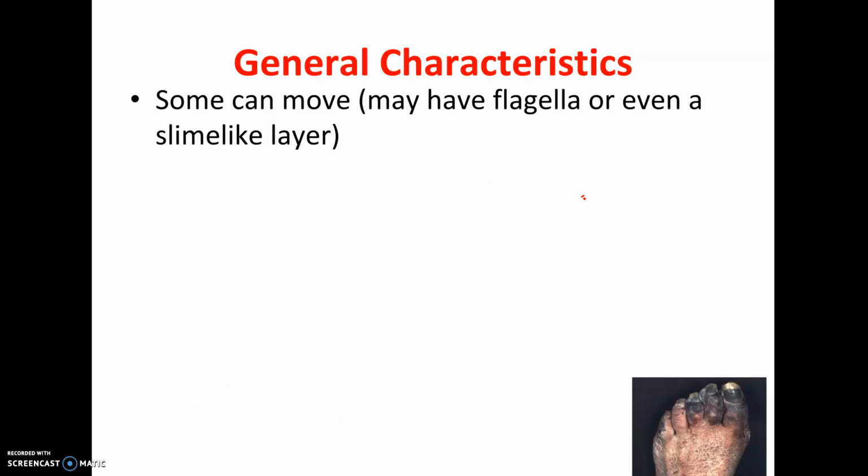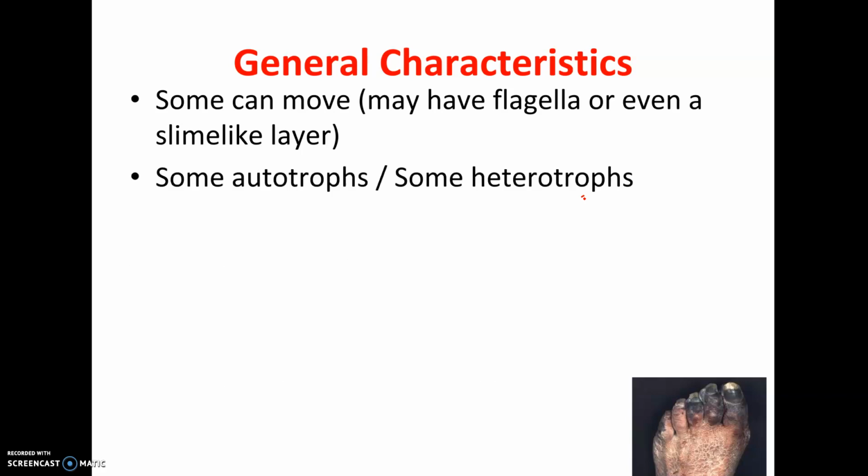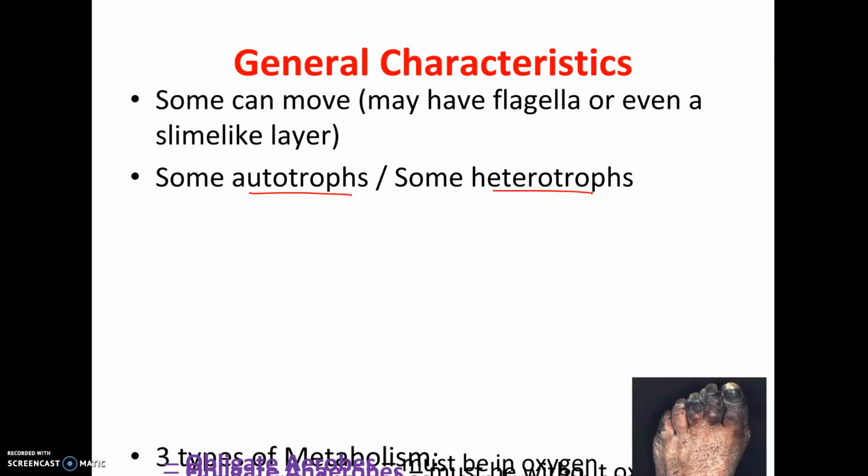General characteristics: some of them can move, again, if they have flagella. They can also have a slime-like layer that protects them. Some of them are autotrophs, so there are bacteria called blue-green bacteria that can make their own food. Most of them, though, are heterotrophs, so they have to eat their food.